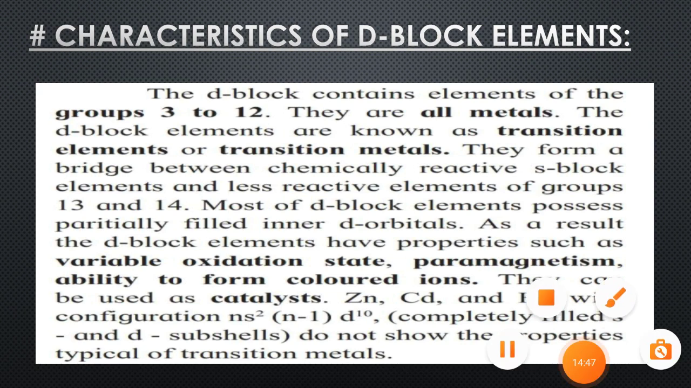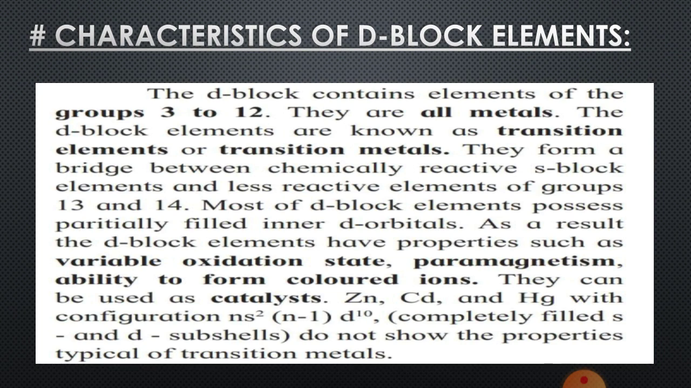Due to this reason, the d block elements are present in the middle of the modern periodic table. Which groups are d block elements? Group 3 to 12. They are all metals. They are also known as transition elements or transition metals. They form a bridge between the s block and p block.